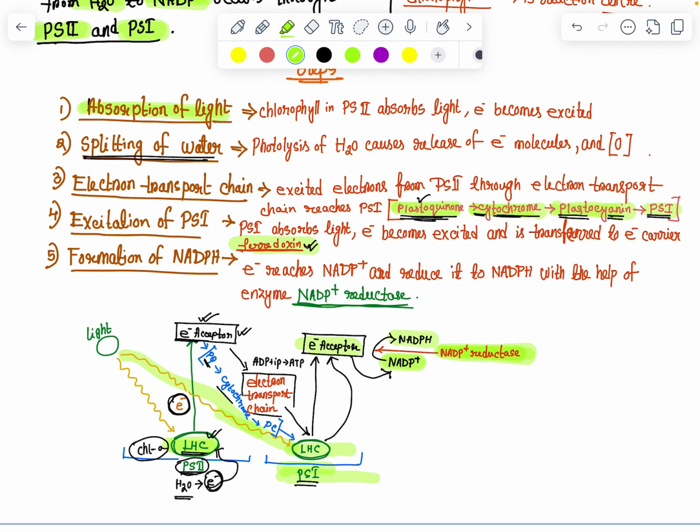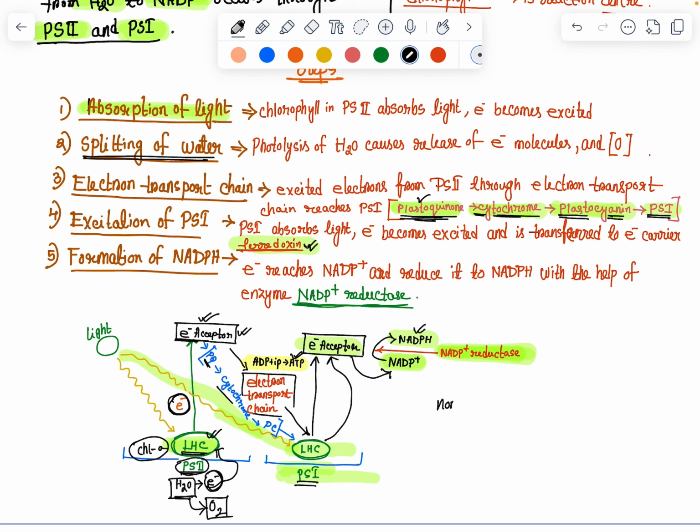Whenever the electrons are getting transferred during this time, one molecule of ATP has also been produced. So these are the final products of our reaction, ATP and NADPH. And by the splitting of the water, oxygen has also developed. So these three are the final products of our non-cyclic photophosphorylation.